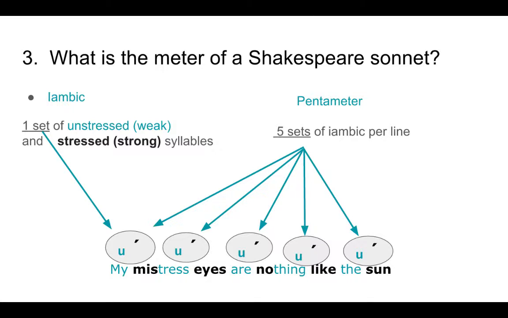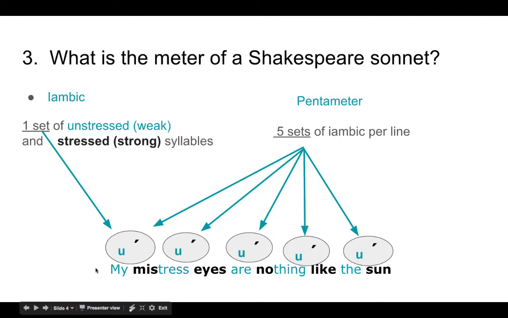The third thing you need to know is, what is the meter of a Shakespearean sonnet? The name of that is called iambic pentameter. It is not together. It's 2 separate words, but that is the name of the meter of a Shakespearean sonnet. So iambic is one set of unstressed and stressed syllables. So unstressed is weak, stressed is strong. And pentameter, penta means 5, is 5 of those sets per line.